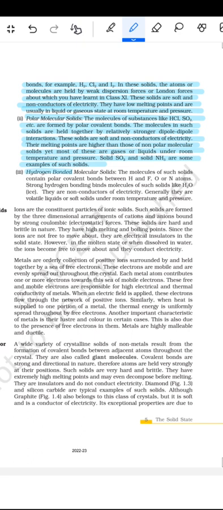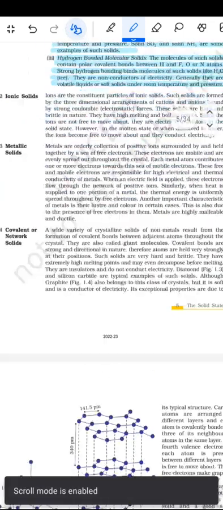और तीसरा है हाइड्रोजन बॉन्डेड मॉलिक्यूलर सॉलिड्स. द मॉलिक्यूल ऑफ सच सॉलिड्स कंटेन द पोलर कोवेलेंट बॉन्ड्स बिटवीन द H and the F, O or N atoms. Strong hydrogen bonding binds molecules of such solids like H2O ice. They are non-conducting of electricity. Generally, they are volatile liquids or soft solids under room temperature and pressure.